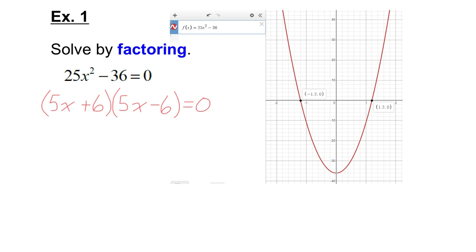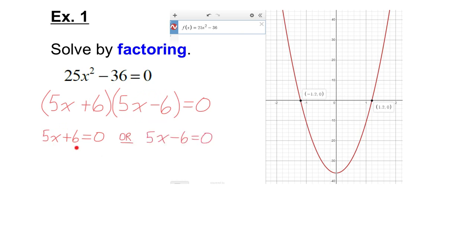Now this is a difference of squares, so I end up with 5x plus 6 times 5x minus 6 as the factored form. Now how do I solve this by factoring? Well, remember the zero product property. This factor multiplied by this factor equals 0. So either 5x plus 6 equals 0 or 5x minus 6 equals 0.